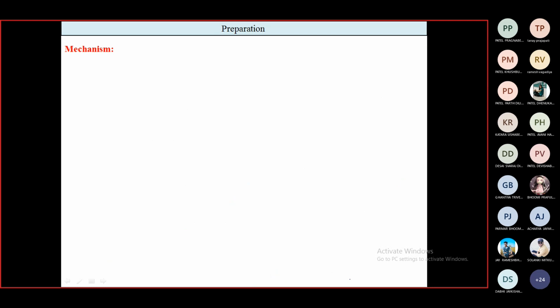Now what will be the mechanism? First we go for understanding the mechanism of formation of tribromoaniline. How do we get tribromoaniline? It is very simple. Acetic acid, CH3COOH, gives CH3COO minus and H plus.